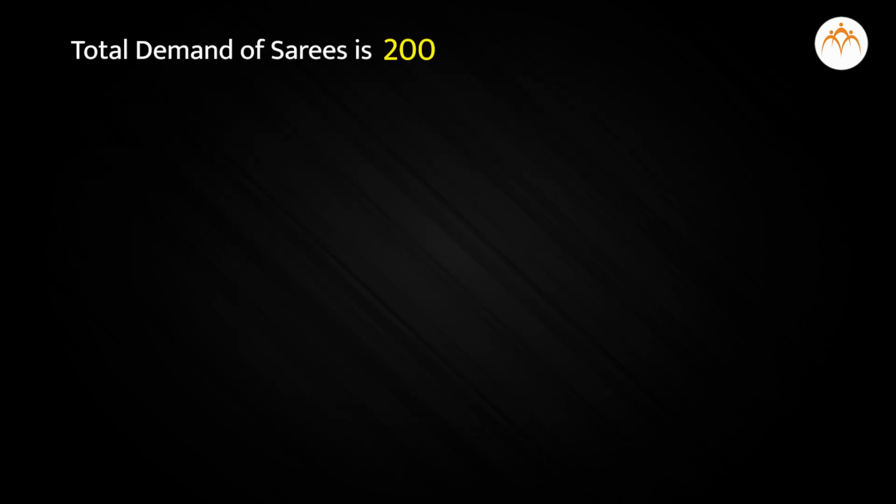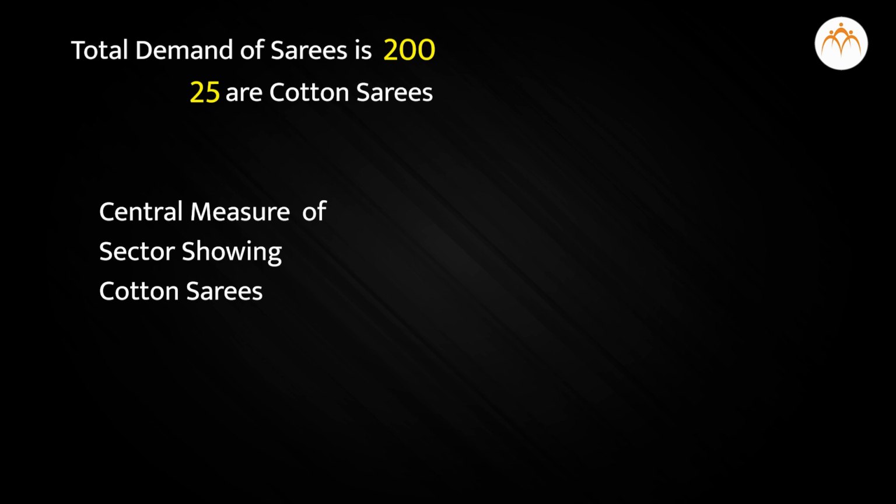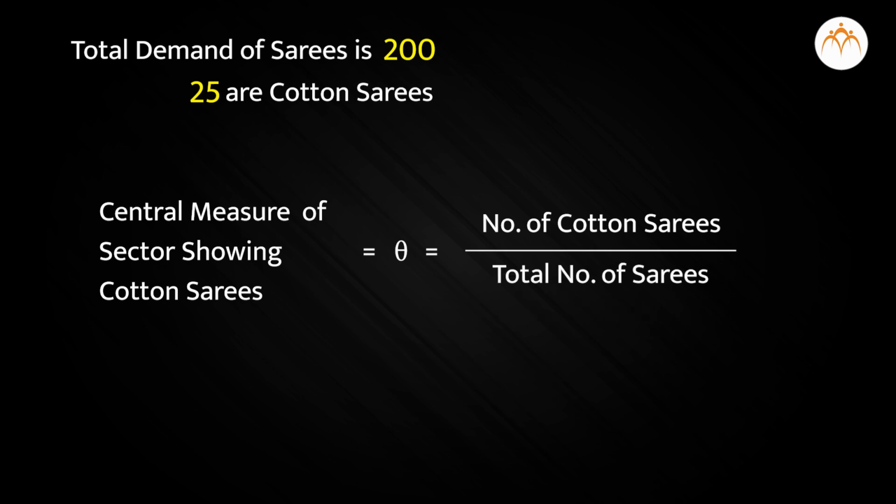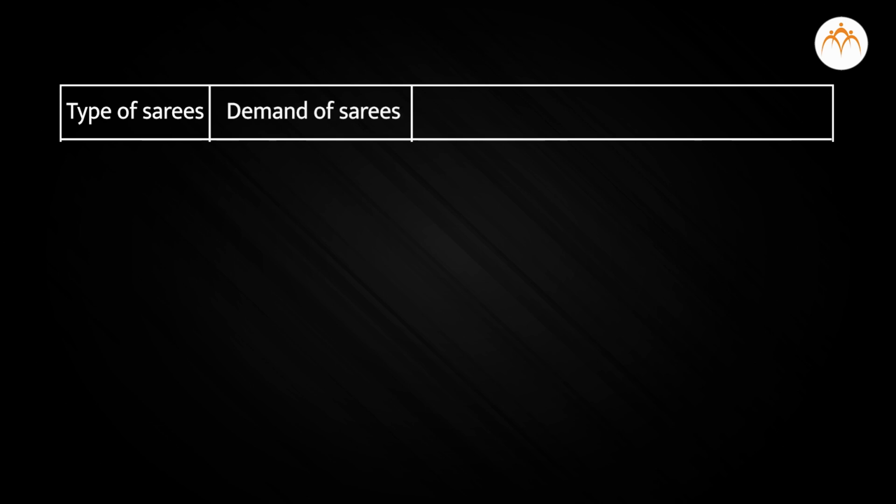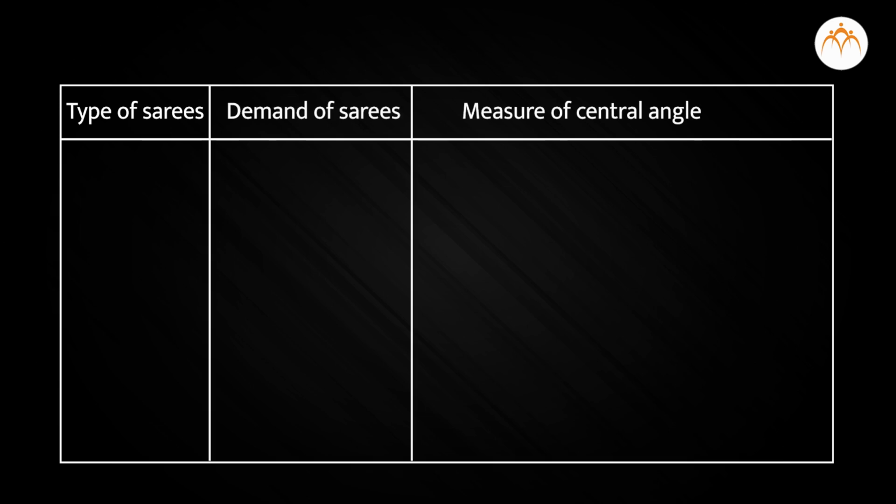Total demand of saris is 200. Out of them, 25 are cotton saris. Therefore, the central measure of the sector showing cotton saris, theta, is equal to number of cotton saris divided by total number of saris into 360, equal to 25 divided by 200 into 360, equal to 45 degrees. Now we will draw a pie chart from this information. Type of saris, demand of saris, measure of central angle.